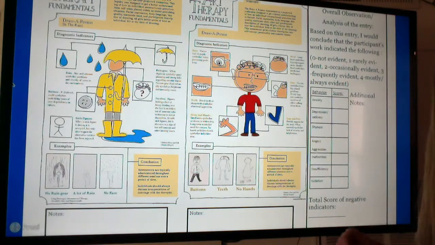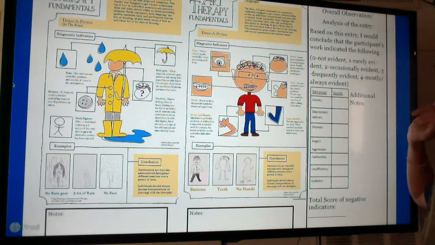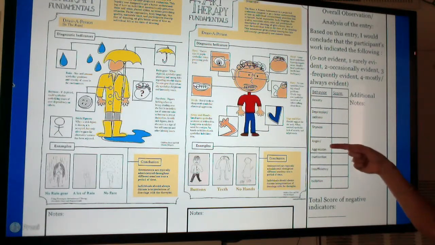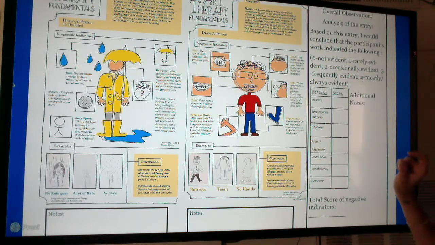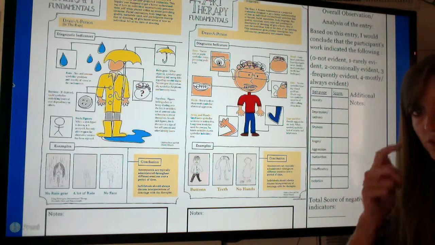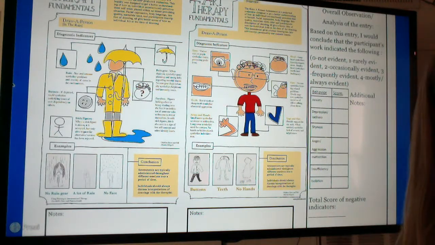So each of the behaviors was rated on a scale from not evident to always evident, and the behaviors included anxiety, depression and sadness, shyness, anger and aggression, inattention, insufficiency, and isolation. So for each weekly prompt, based on those diagnostic indicators, I was able to come up with a score of those indicators each week.